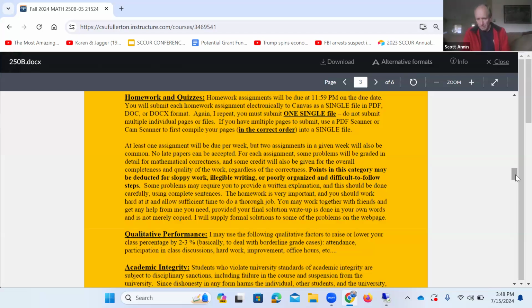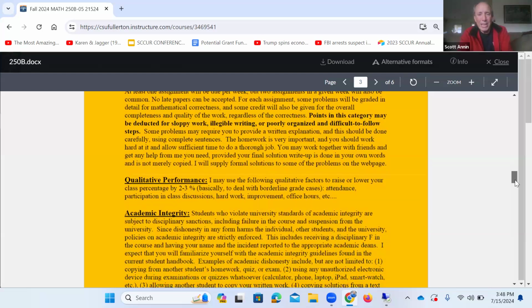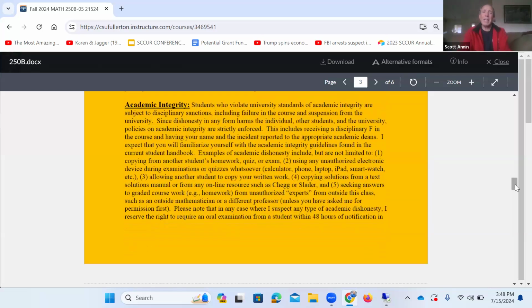And so do your best to be neat, legible, put the pages in the correct order. Grading can be quite a big task, and it just makes my grader's life easier if you sort of follow some of the instructions that I've laid out here in the syllabus. Okay, I talked about qualitative performance already. Academic integrity, I had to put all this into the syllabus as well.